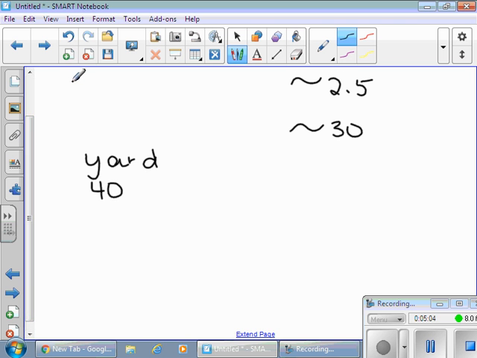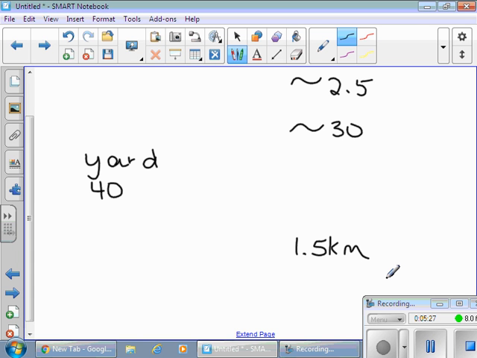Yes, we have a customary column and a metric column. A mile. 1 mile is about 1.5 kilometers. That can be said both ways. Different people refer to it both ways.